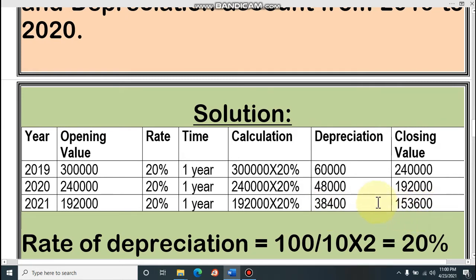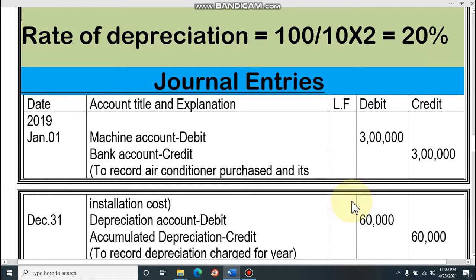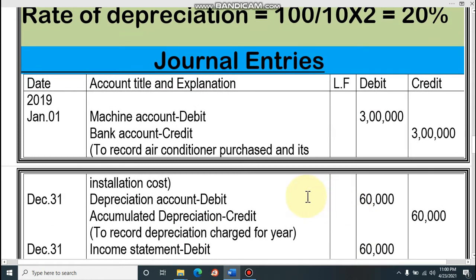I hope all of you understand the calculation process of depreciation under the reducing balance method. Now, journal entries. Journal entries are very easy. I think all of you know already. Last class, whatever the journal entry, same for purchasing machine: machine account debit, bank account credit. The value is 3 lakh taka.